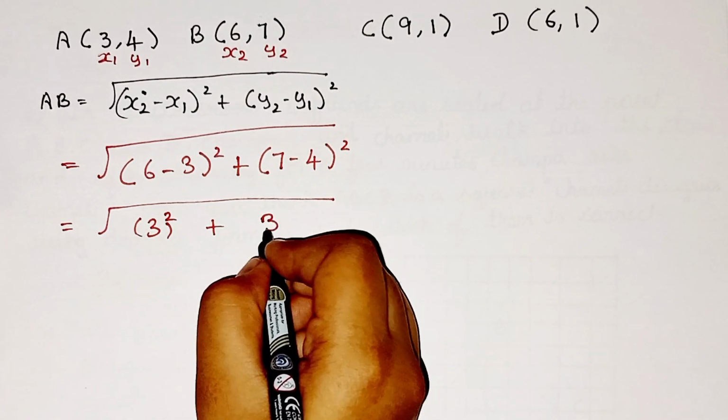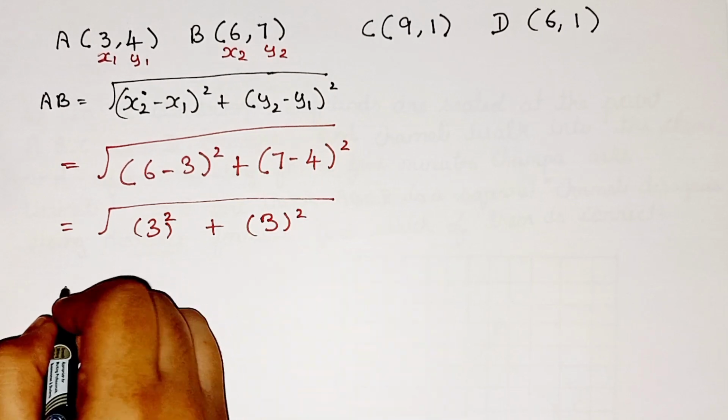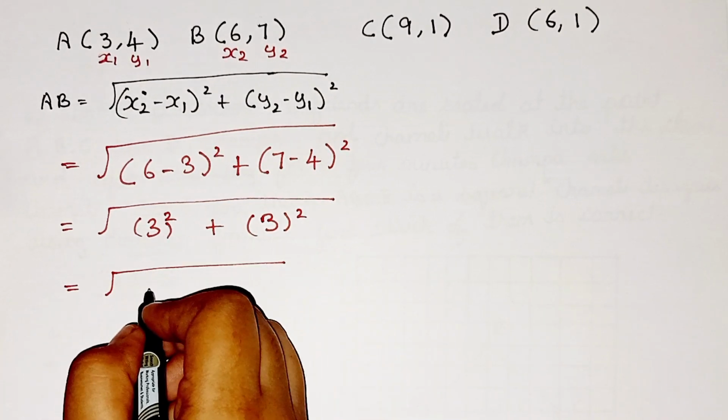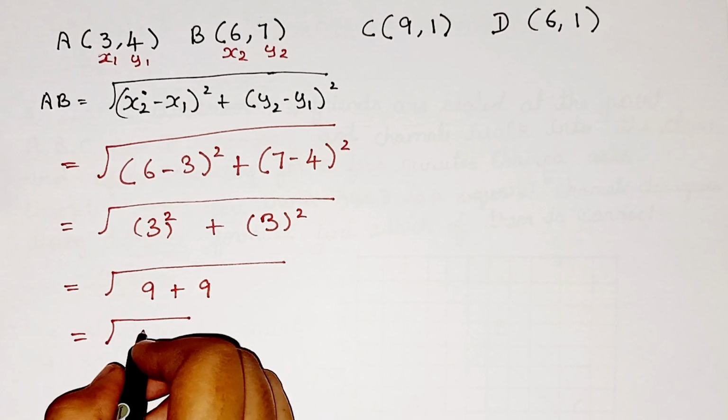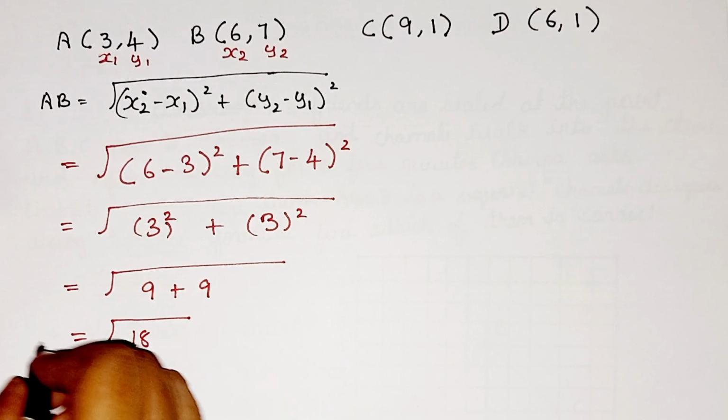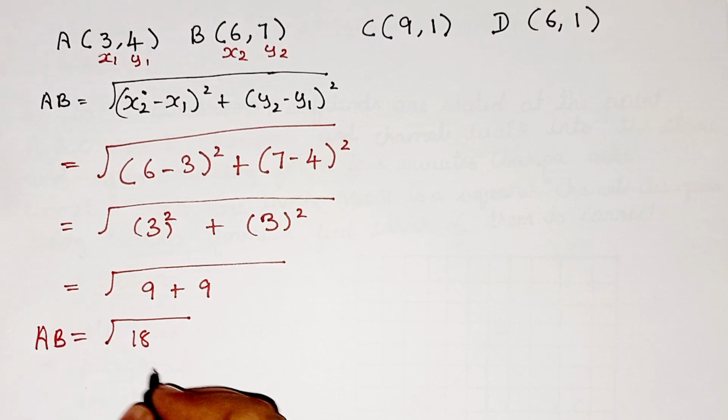again it is 3 the whole square. Alright. So now 3 square is 9, here also 3 square is 9. So 9 plus 9, it is 18. So the value for AB is root 18. Okay. Alright. So now let us find for BC.